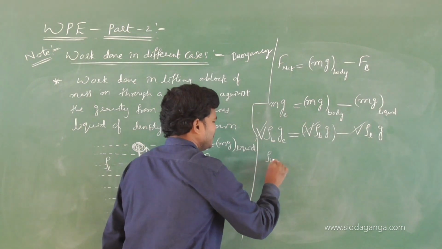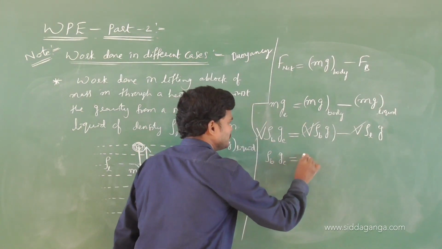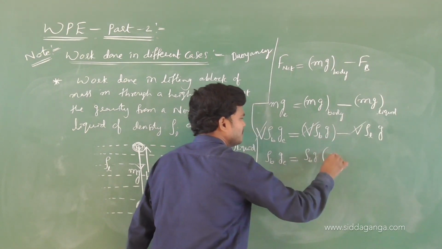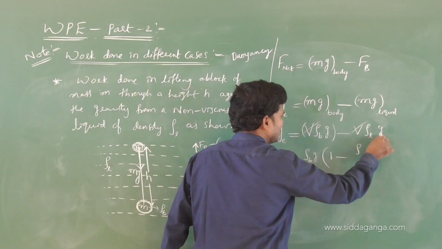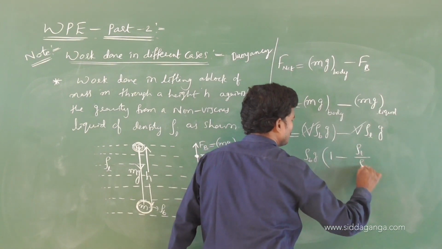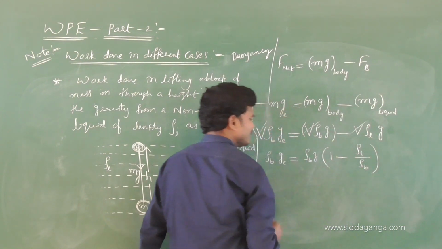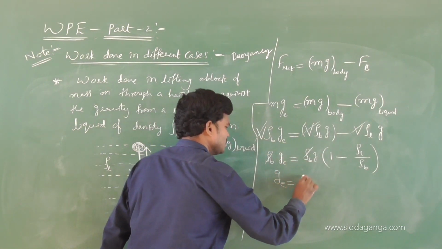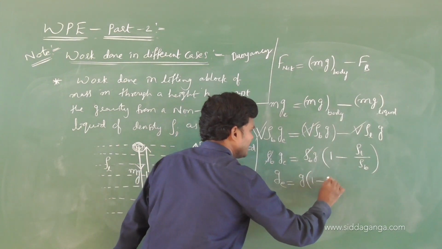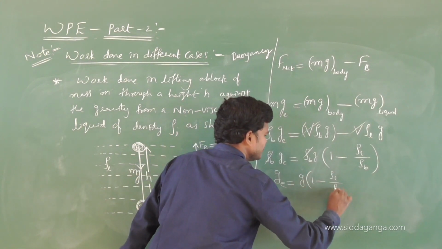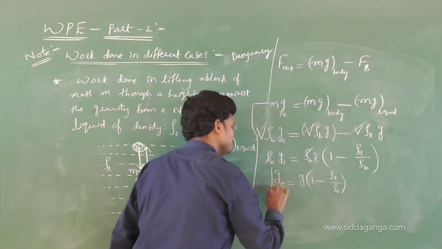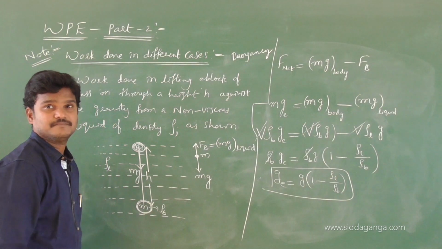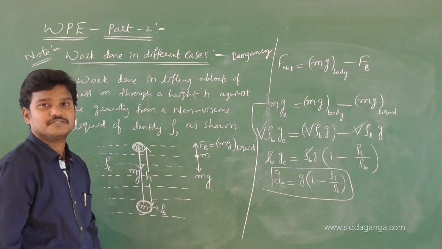Rho suffix B, g effective. Let us take rho suffix B and g as common. This is 1, and this is g, already taken out, rho suffix L by rho suffix B. Rho suffix B cancels. G effective is equal to g into 1 minus density of the liquid by density of the body. So gravity changes to this much.